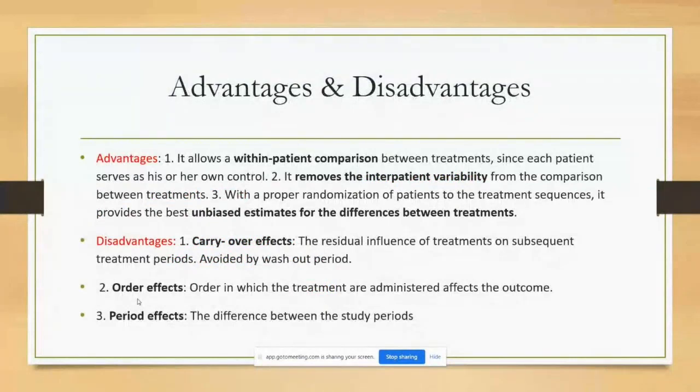The advantages are it allows a within-patient comparison because the group of patients is the same. The only thing is the difference of the two interventions, since each patient serves as his or her own control, and we remove the interpatient variability from the comparison between the treatments. So in the group of people, with two interventions, we can find out which one is better. With proper randomization of patients to the treatment sequence, it provides the best unbiased estimates for the differences between the treatments. And a disadvantage is that it may happen that there is a carryover effect, the residual influence of treatment on subsequent treatment periods, which is avoided by the washout period.